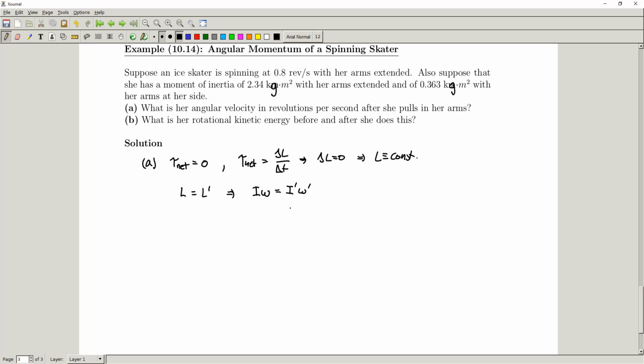So what are we looking for here? We are looking for omega prime. So let's solve for omega prime. Omega prime is going to end up being equal to omega times I over I prime.